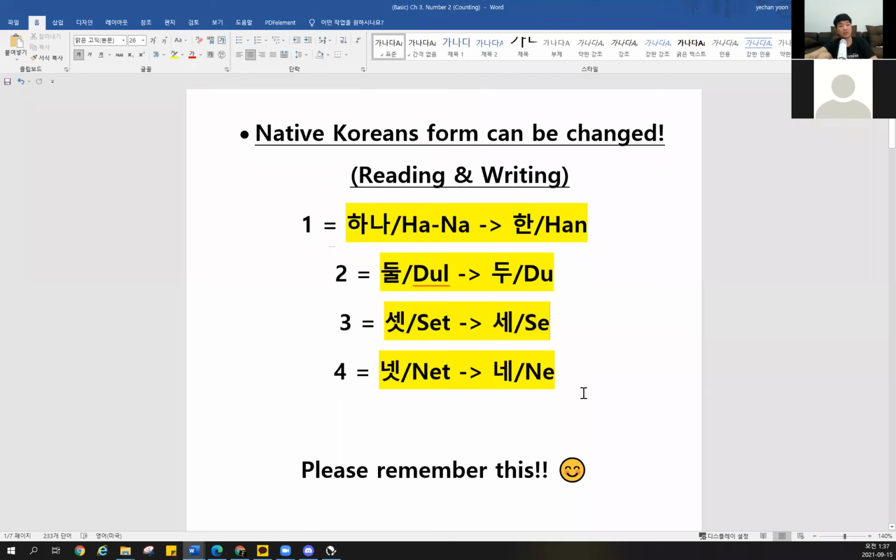This is one of the most important things about the changing form. Sorry guys. These four things are going to be really useful for speaking fluently and smoothly like a Korean. Okay, so let's go to the next one.